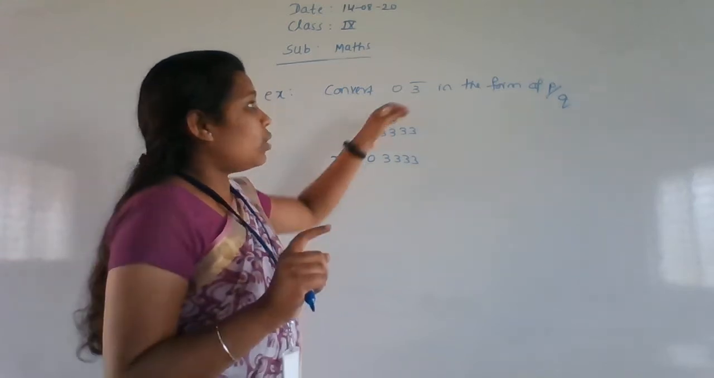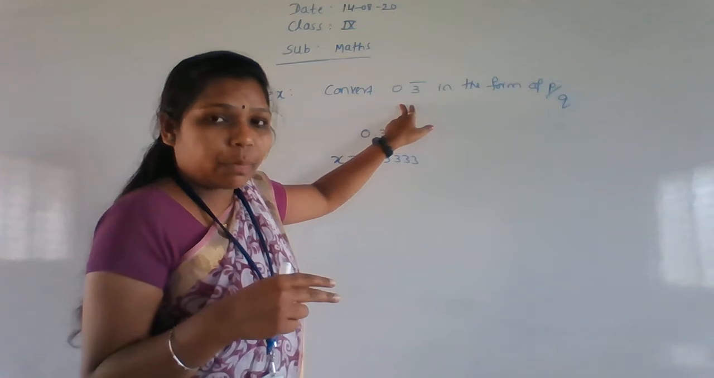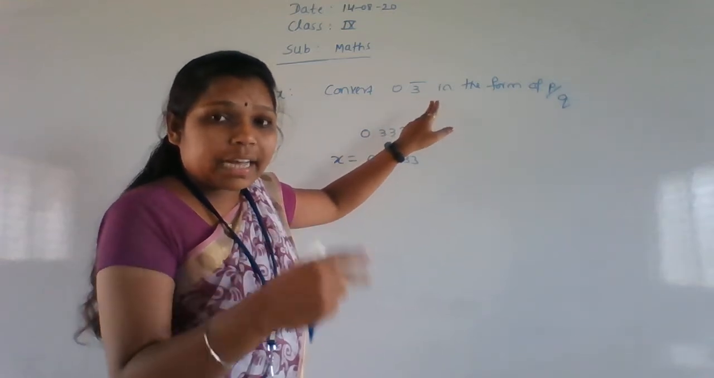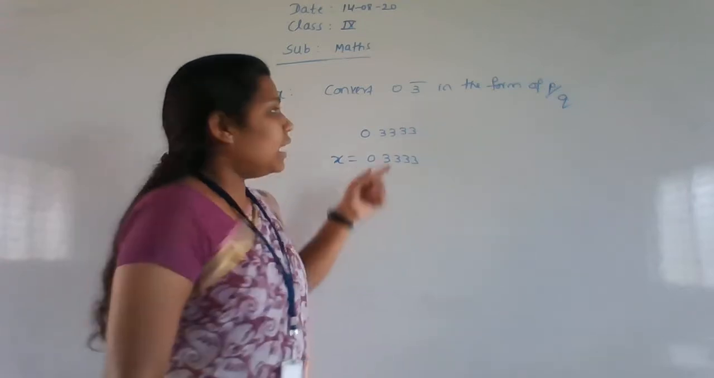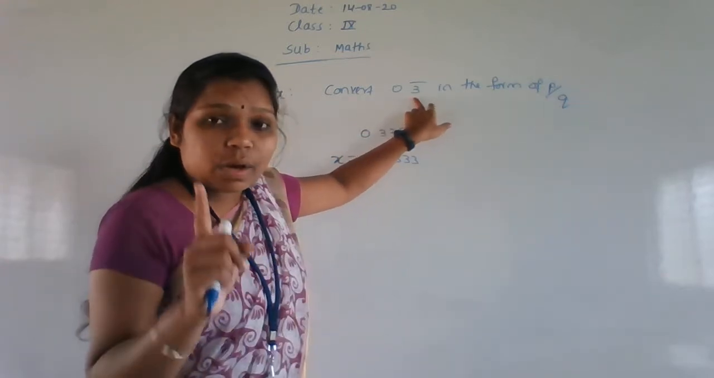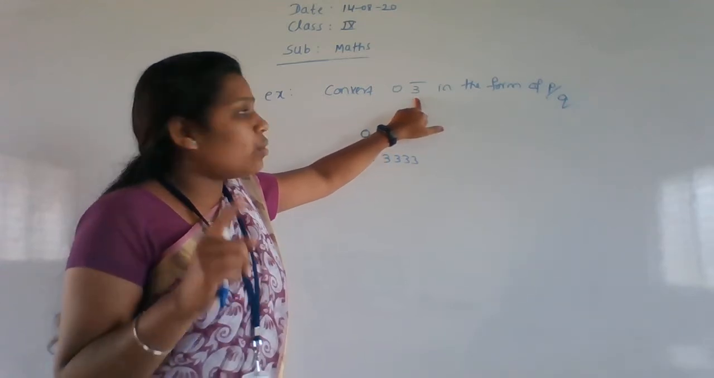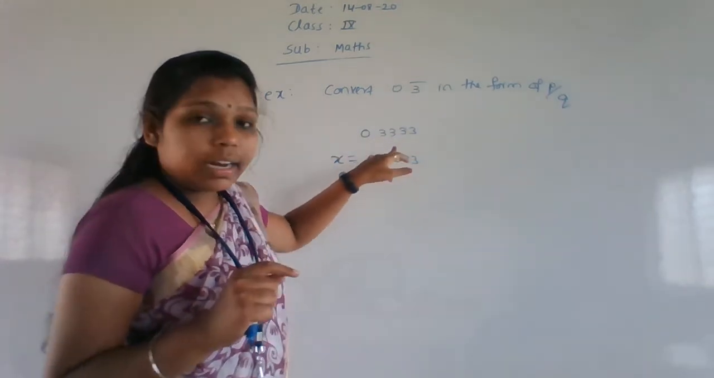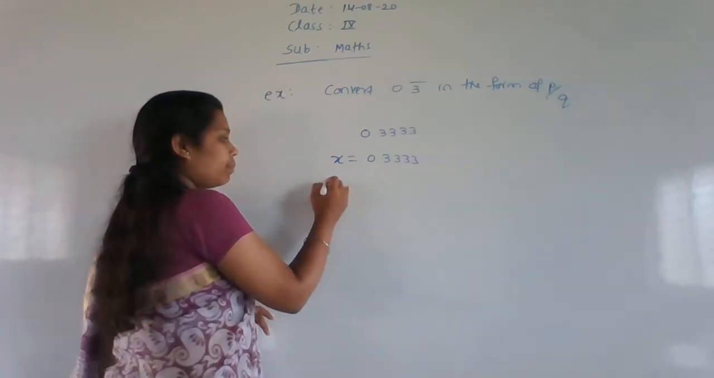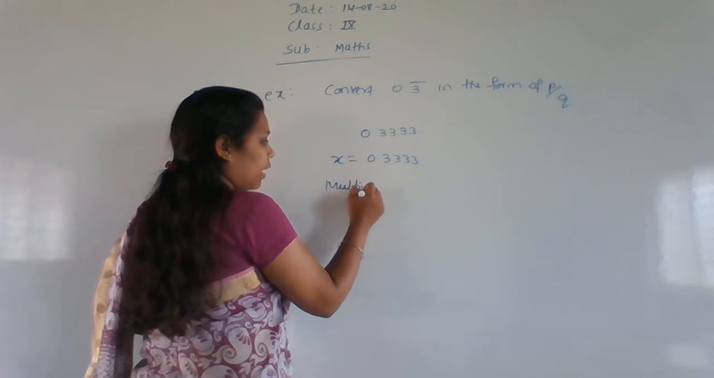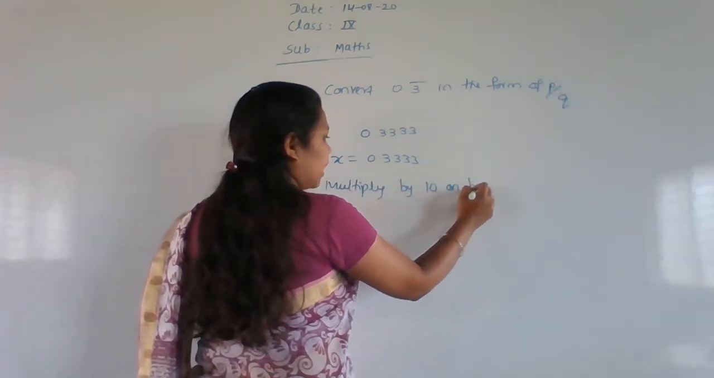Getting everyone? If 2 numbers after the decimal point are repeating again and again, then you have to multiply with 100. If the only repeating value is one number, here only one value is repeating again and again, then we have to multiply with only 10. So multiply by 10 on both sides.